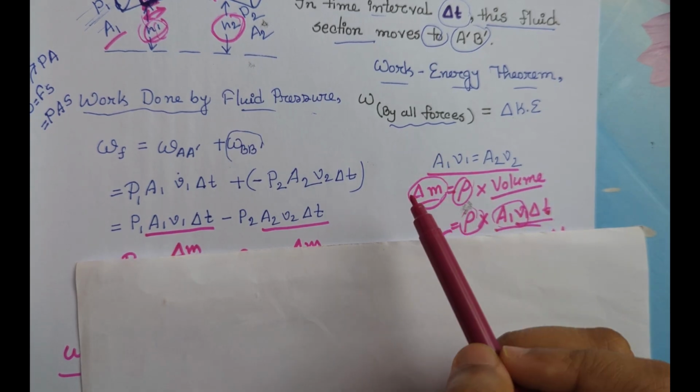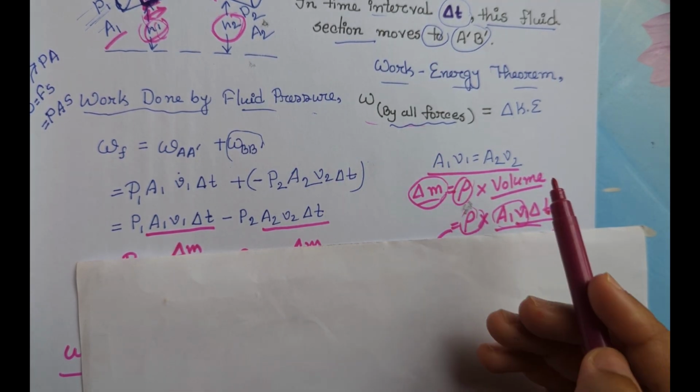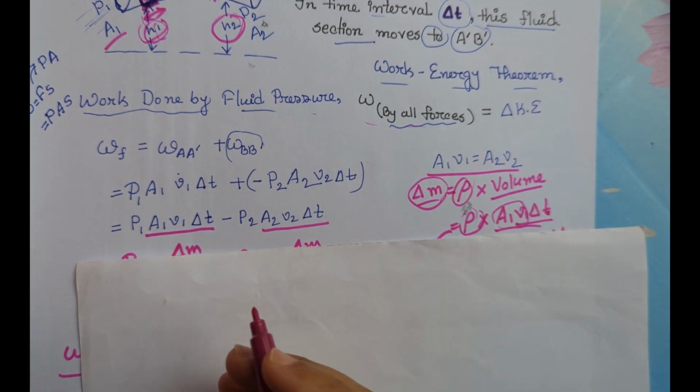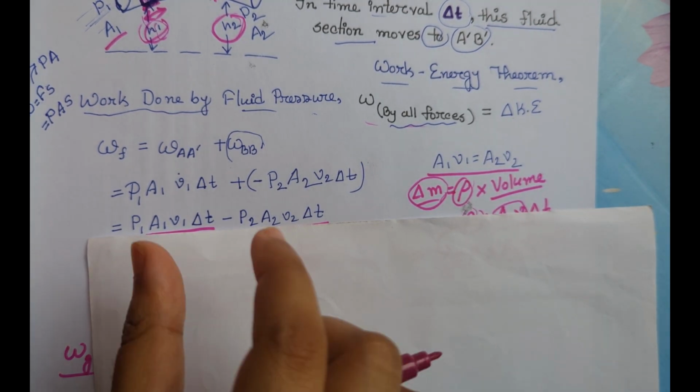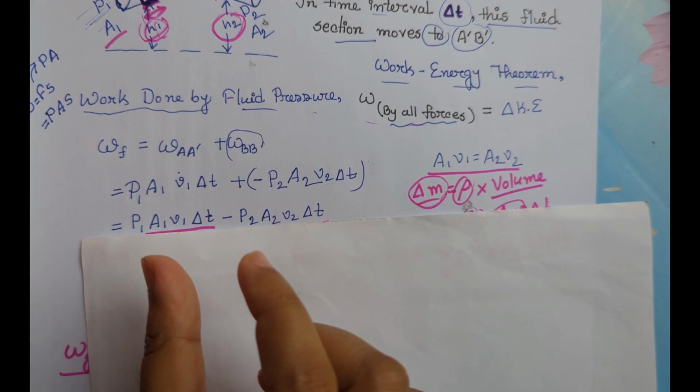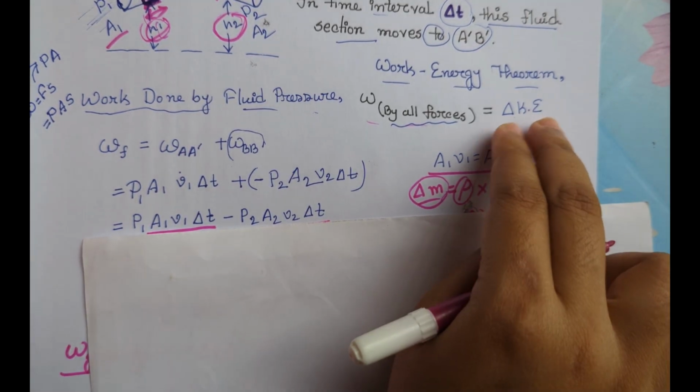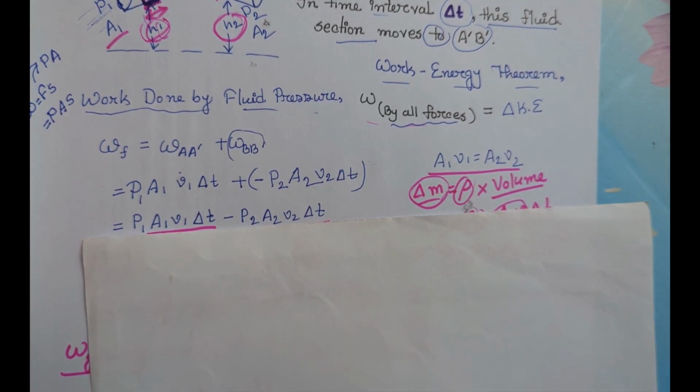And from the work energy theorem, we know that the work done by all forces equals the difference of kinetic energy. So here the work done by the pressure and gravity will equal the difference between the kinetic energies of these two points.